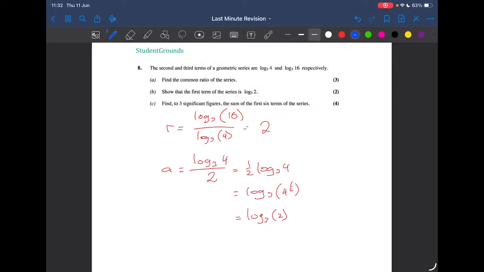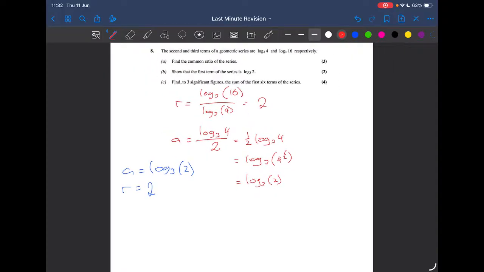Find the sum of the first 6 terms. So what do we have? We know that A is log base 3 of 2, and we know that R is going to be 2. So the sum of the first 6 terms, S6, will be A times 1 minus R to the n over 1 minus R.